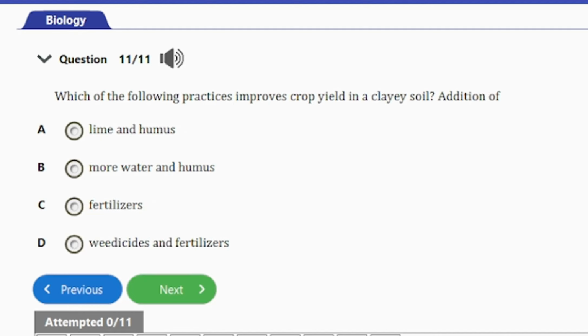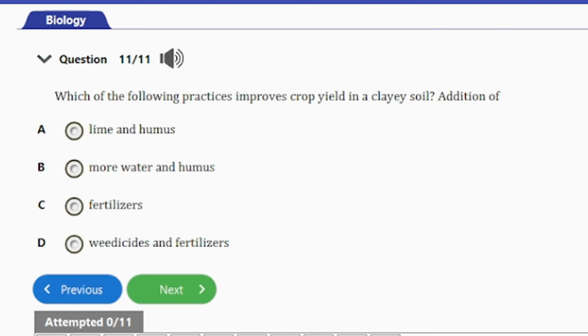Which of the following practices improves crop yield in a clay soil? Addition of A. lime and humus, B. more water and humus, C. fertilizers, and D. weedicides and fertilizers. So guys, the answer to this question is option A, and that's addition of more lime and humus.